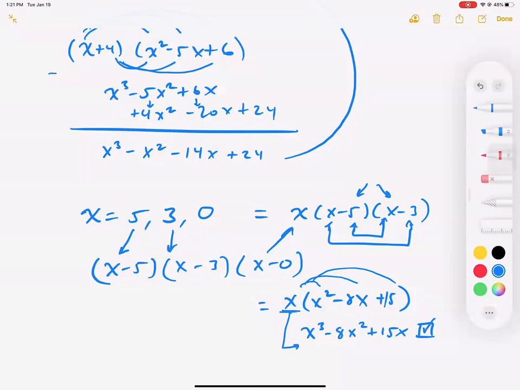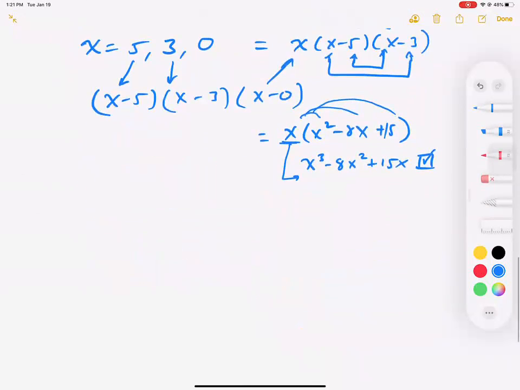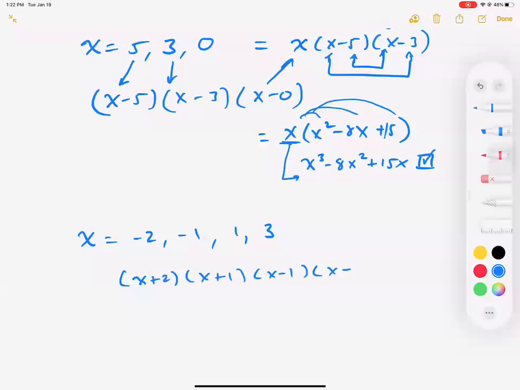Now let's do one more problem. And this is the one that's going to have 4 roots, okay? So we'll say -2, -1, 1, and 3, okay? Pick a couple of these numbers here. And we're going to just do this straight. No special tricks. x plus 2, x plus 1, x minus 1, and x minus 3.